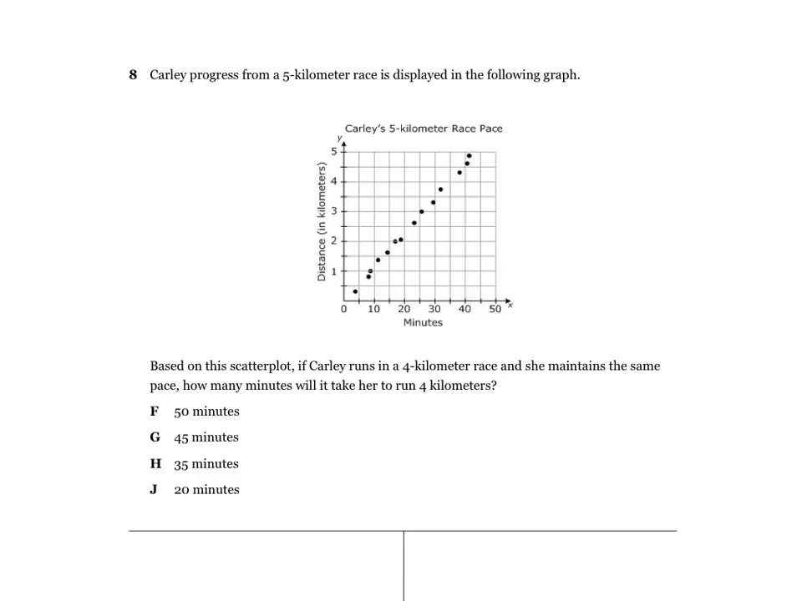Number 8, it says Carly's progress from a 5-kilometer race is displayed. So pretty much the question is, it wants to know if she ran a 4-kilometer race, about how many minutes would it take. So here's 4 kilometers right there. This thing makes a pretty decently straight line. So what I've got to do is follow that 4 over and see about what it matches. Well, it looks like it's going to match there at 35. So our answer ends up being H on number 8.